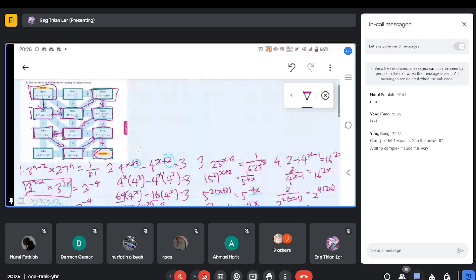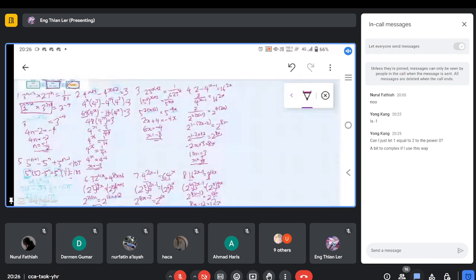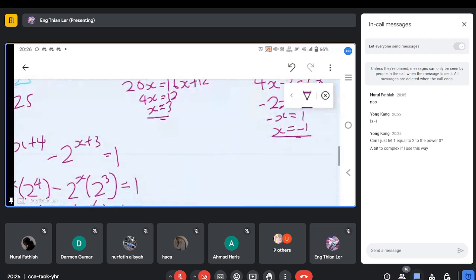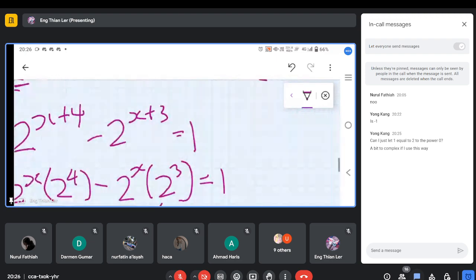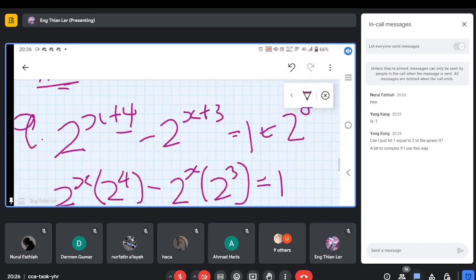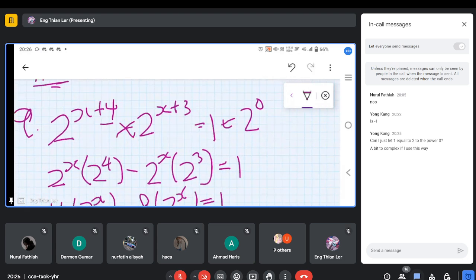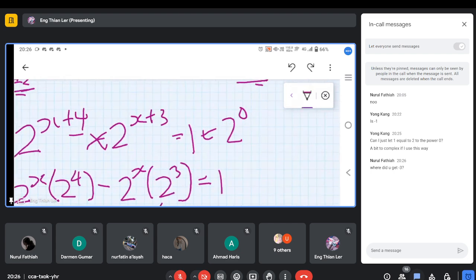So any question? Is there any question you don't understand? Can I just let 1 equal to 2 to the power 0? A bit too complex if I use this way. Actually we cannot, because look at this: 1 equal to 2 to the power 0. This 4 and this 3, you cannot really divide anything, unless they multiply each other, so that this 0 can be used.